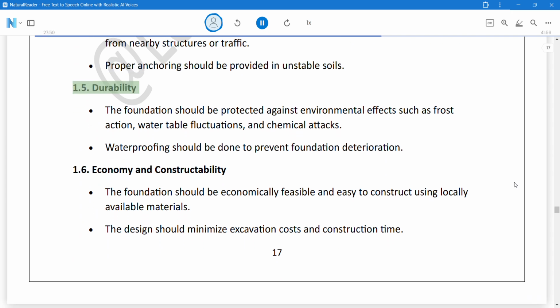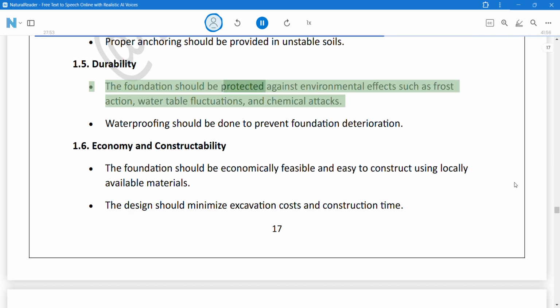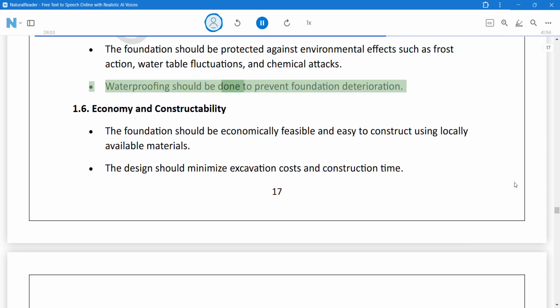1.5 Durability. The foundation should be protected against environmental effects such as frost action, water table fluctuations, and chemical attacks. Waterproofing should be done to prevent foundation deterioration.